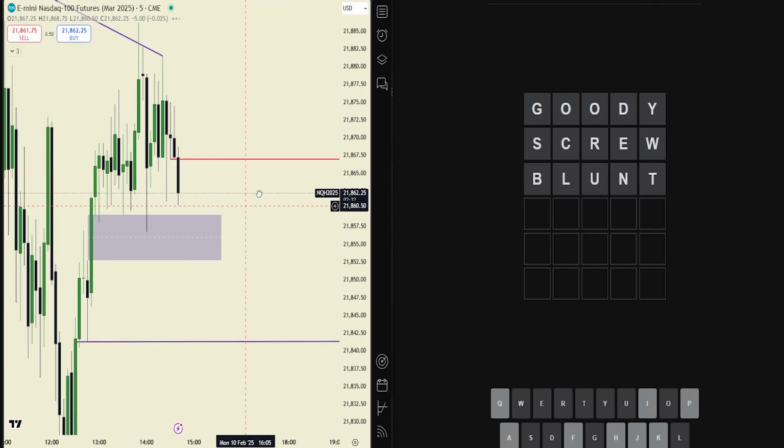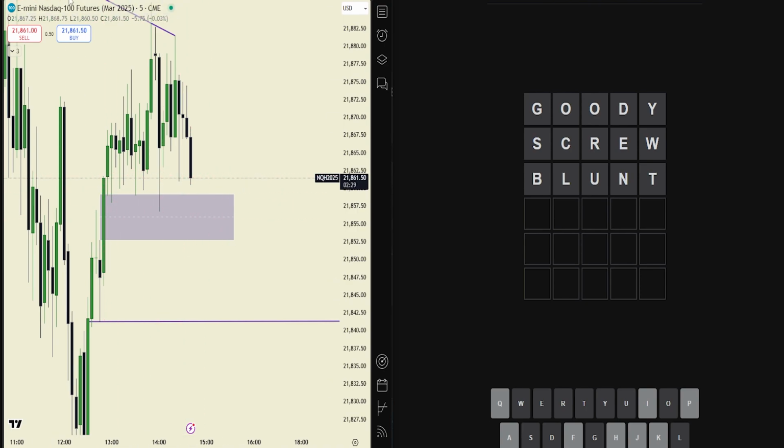Is price doing anything? I think what my condition right now is just this 5-minute gap if we inverse it to the downside.